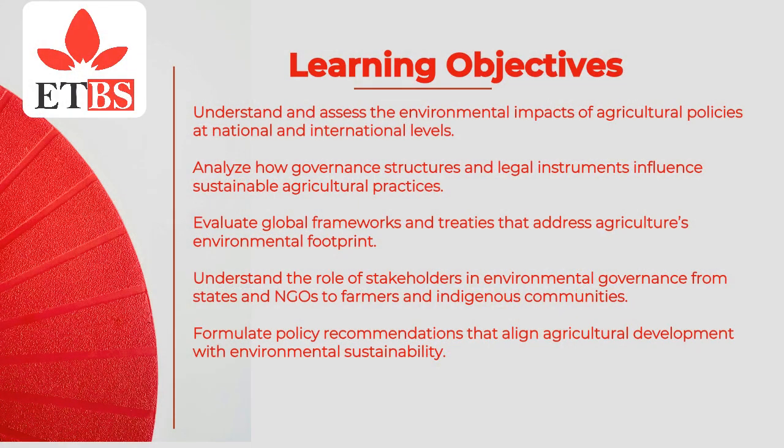By the end of this module, you should be able to: 1. Understand and assess the environmental impacts of agricultural policies at national and international levels. 2. Analyze how governance structures and legal instruments influence sustainable agricultural practices. 3. Evaluate global frameworks and treaties that address agriculture's environmental footprint. 4. Understand the role of stakeholders in environmental governance, from states and NGOs to farmers and indigenous communities. 5. Formulate policy recommendations that align agricultural development with environmental sustainability.